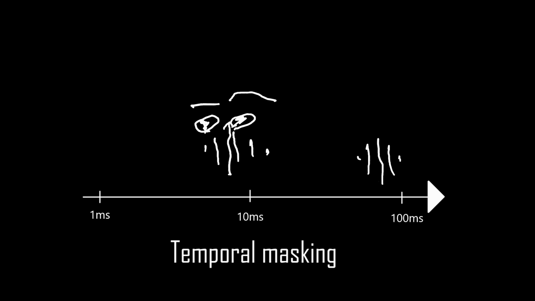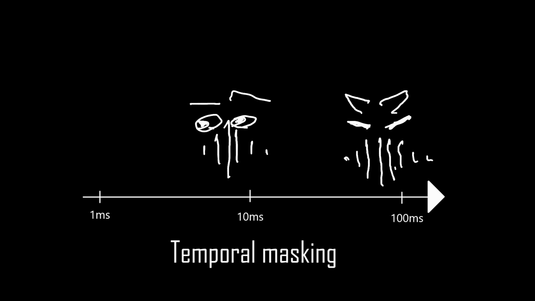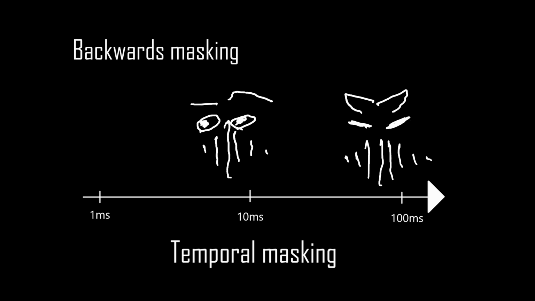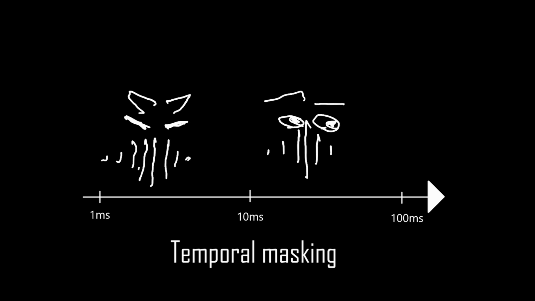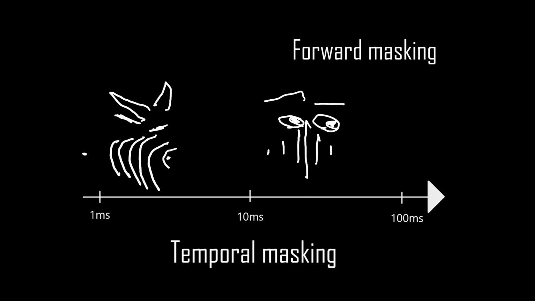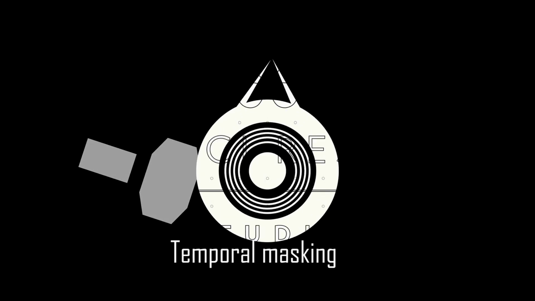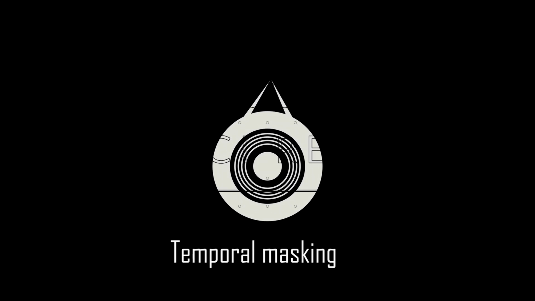If the masked element is before the masker, it is called backwards masking. If it is after, it is called forward masking. Usually, a heavy hit from a percussive instrument will do just this.